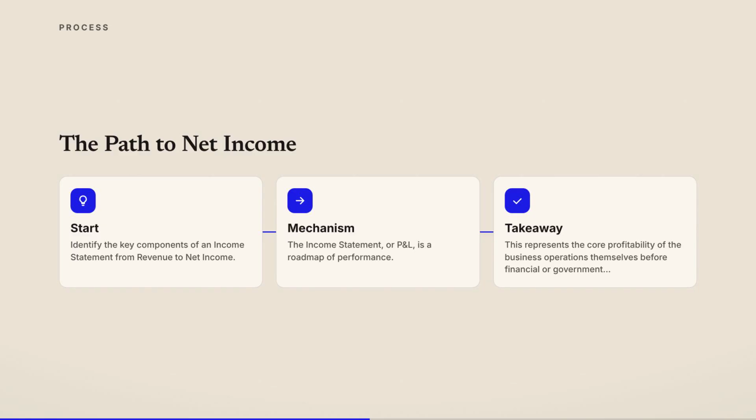Next, we account for the cost of running the business, known as SG&A. Selling, general, and administrative expenses. This includes everything from marketing and advertising to rent, utilities, insurance, and the salaries of support staff. Subtracting SG&A from gross profit brings us to operating profit, or EBIT, earnings before interest and taxes. This represents the core profitability of the business operations themselves before financial or government obligations are met.